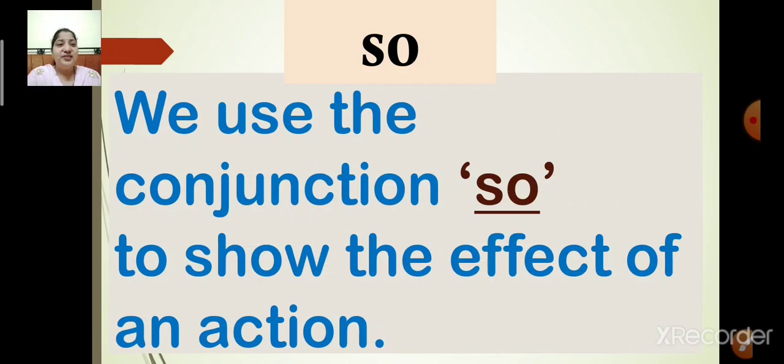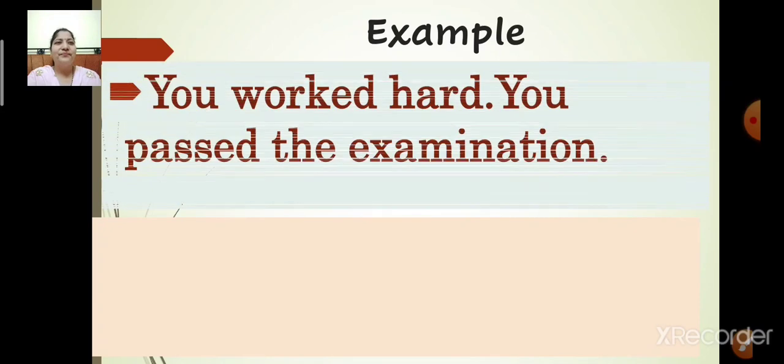We use the conjunction so to show the effect of an action. I repeat, we use the conjunction so to show the effect of an action. Now, let us go through the examples. You worked hard, full stop. You passed the examination.